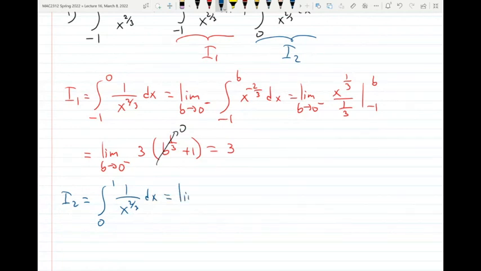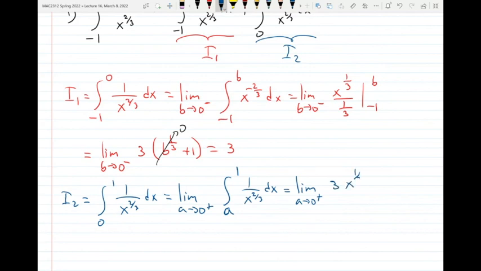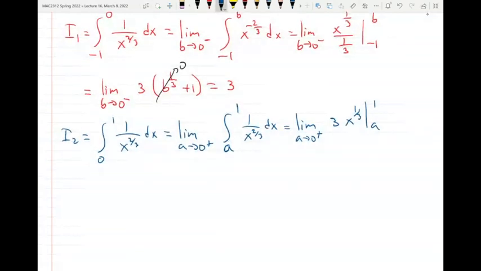All right. So that would be the limit as a approaches 0 from the right this time, because we are replacing the lower limit of 1 over x to 2 over 3. We already calculated this integral, so I don't want to repeat it. So that's 3 times x to the 1 over 3. So that's the limit as a approaches 0 of 3 x to the 1 over 3 from a to 1. So, you know, once you do one of the integrals, then you don't have to redo it again. You just use the same antiderivative.